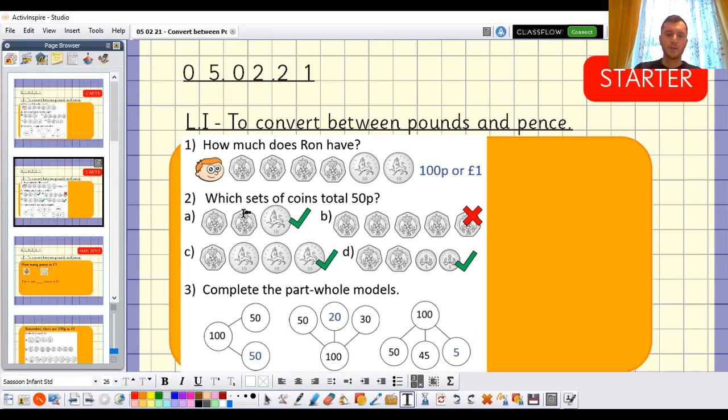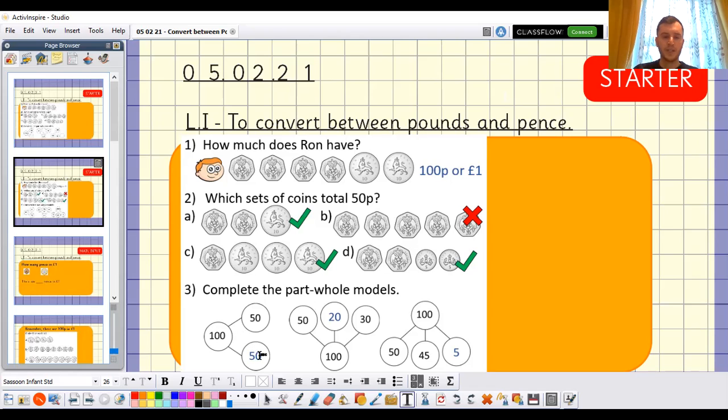Which sets total 50p? Set A does because 20, 40, and then plus 10 is 50. Set B doesn't because 20, 40, 60, 80, 100. That's the same as 100 pence or £1. Set C is 20, 30, 40, 50. So there's a tick there. And set D is 20, 40, 45, 50. So there's a tick there.